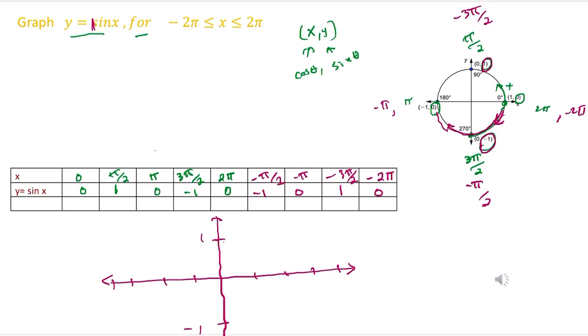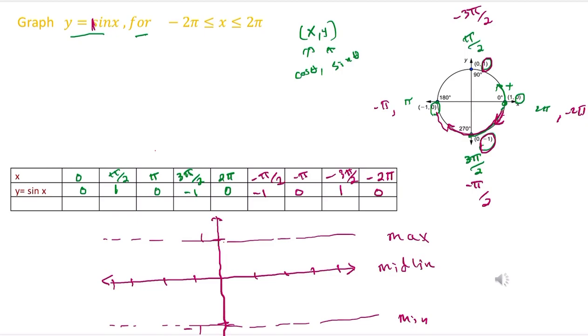If you look at your graph, it's going to be between negative 1, which is your min line, the minimum, and 1, which is your max line. The highest point is going to be your max. The graph will never go higher than the max and never lower than the min. And then the middle line is really y equals 0. That's your midline. Important: our midline in this case is y equals 0. But anyway, let's get back to the graph of the sine function.